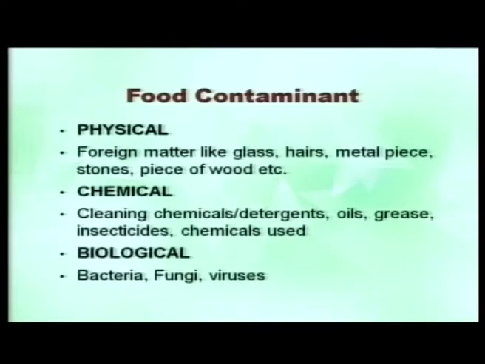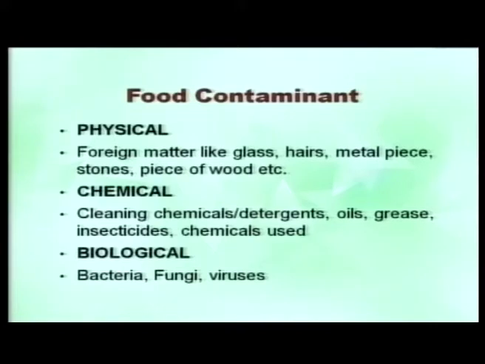There can be contamination due to insecticides. Sometimes pest control measures are being done and insecticides are being sprayed, which may lead to chemical contamination if the food is not removed from that place. There are certain chemicals which are being used. Sometimes overuse of the chemicals, overuse of additives may also lead to chemical contamination. The chemical contamination can also come from the packaging material, which can lead to migrations.